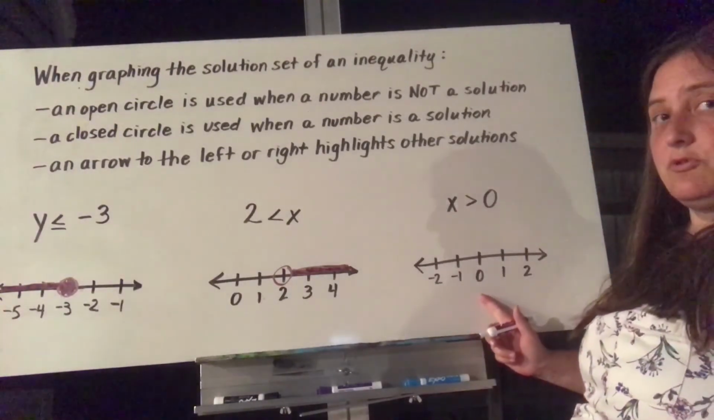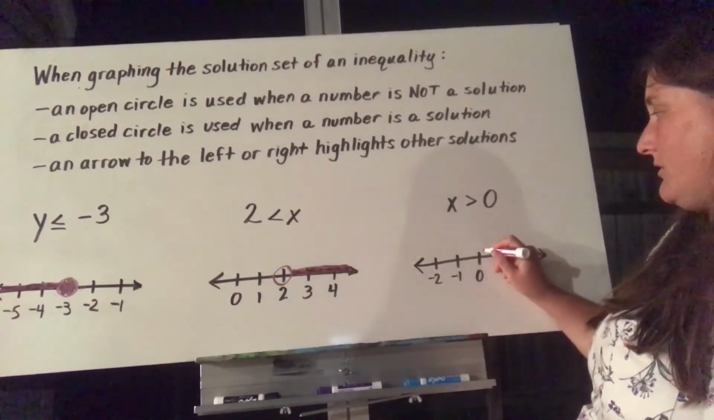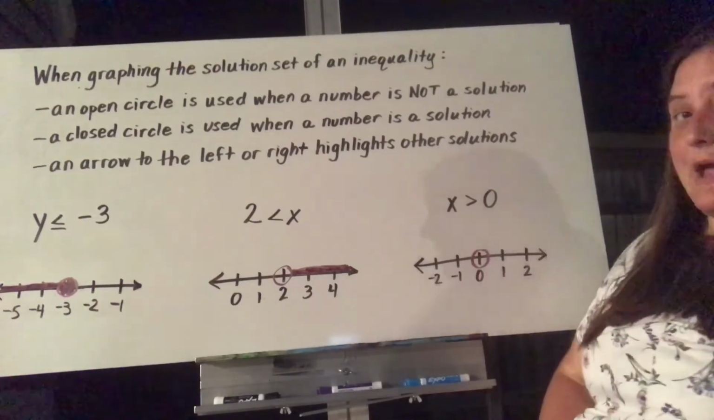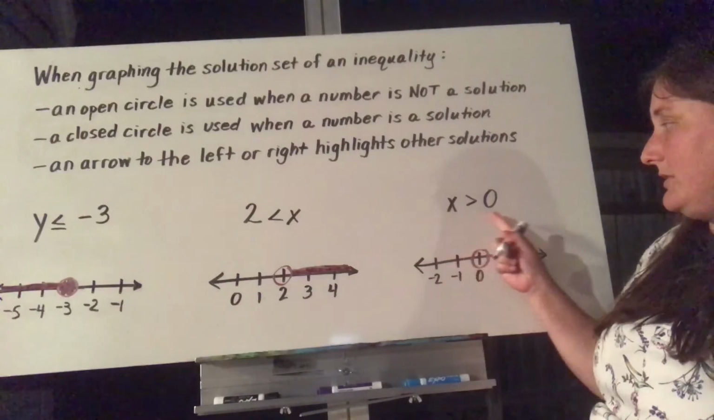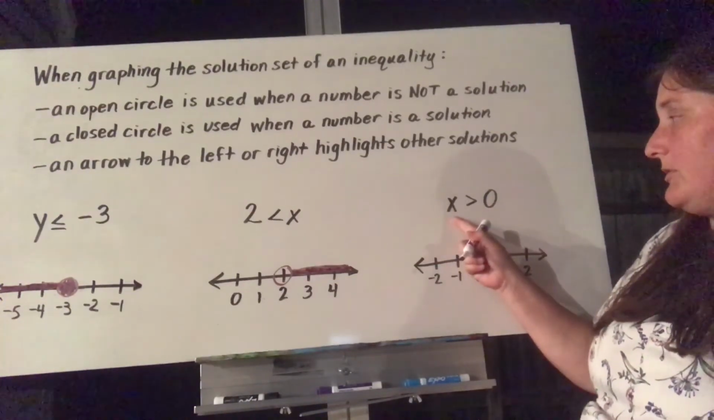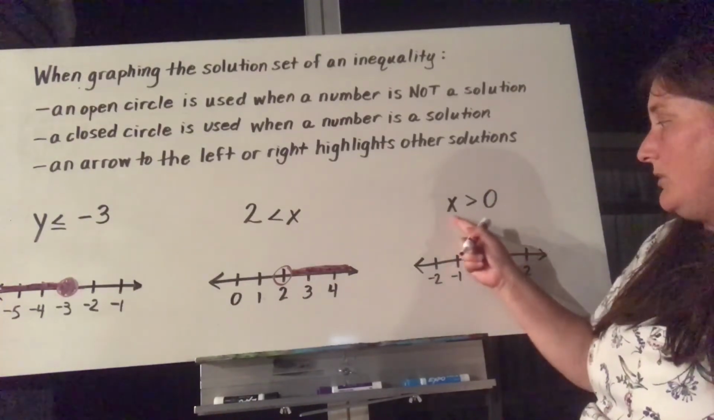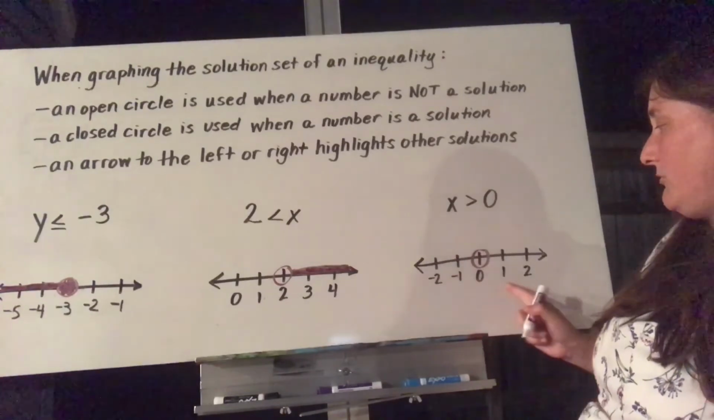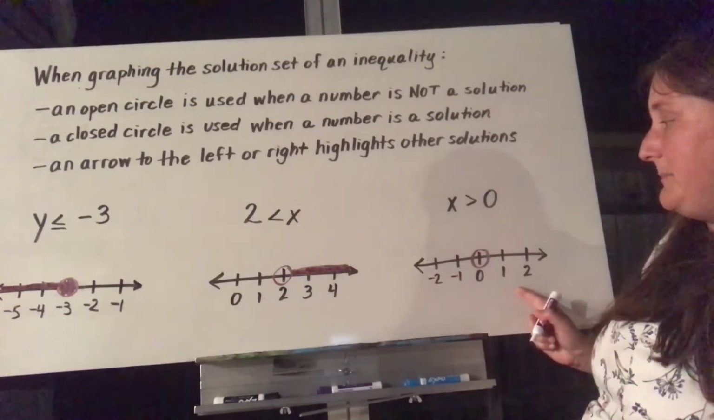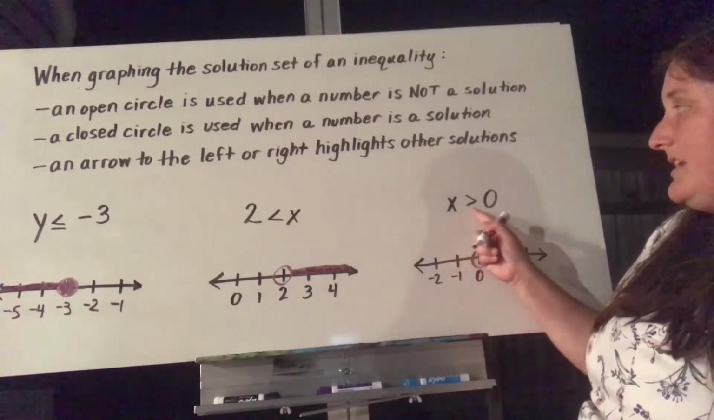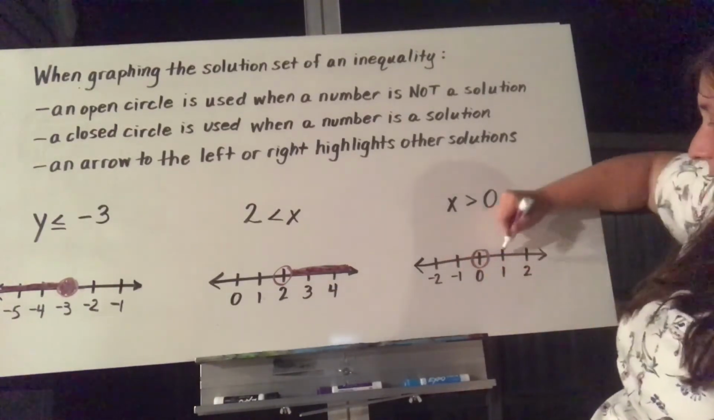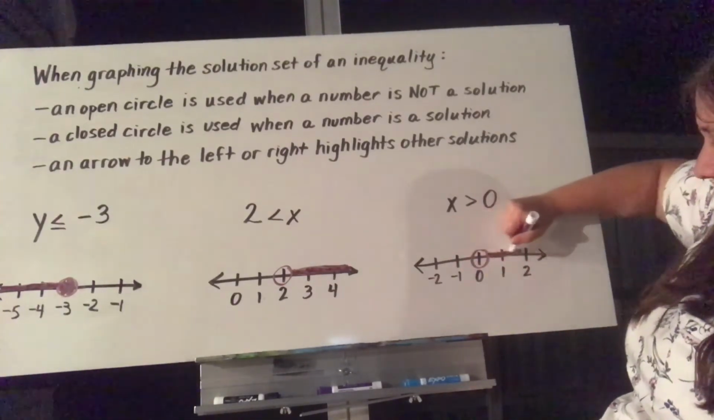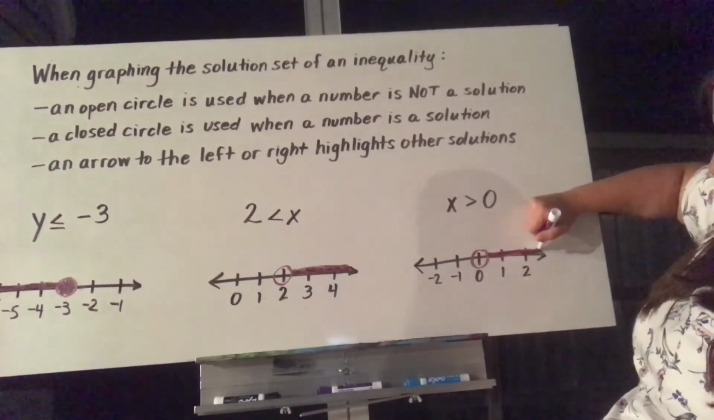Here I have x is greater than 0. So at 0, I'm putting my circle. I would not fill the circle in because 0 itself cannot be a solution to this inequality. Looking for numbers that make this statement true. Would it be these smaller numbers or these bigger numbers? I can plug some in. -2 is not greater than 0, but 2 is greater than 0. So I'm going to highlight and draw attention to these numbers going to the right here.